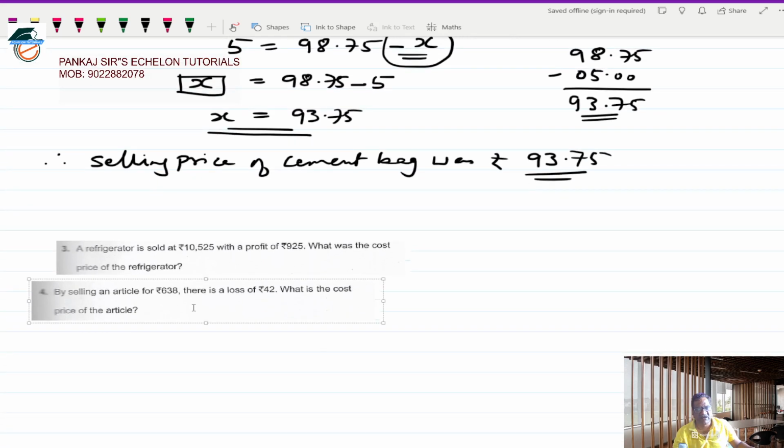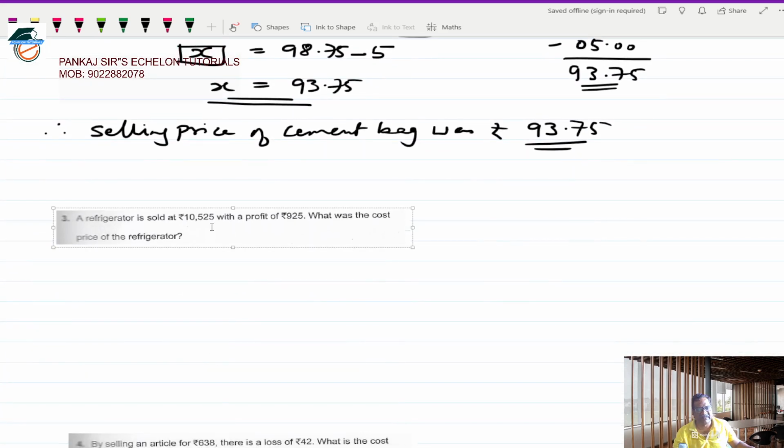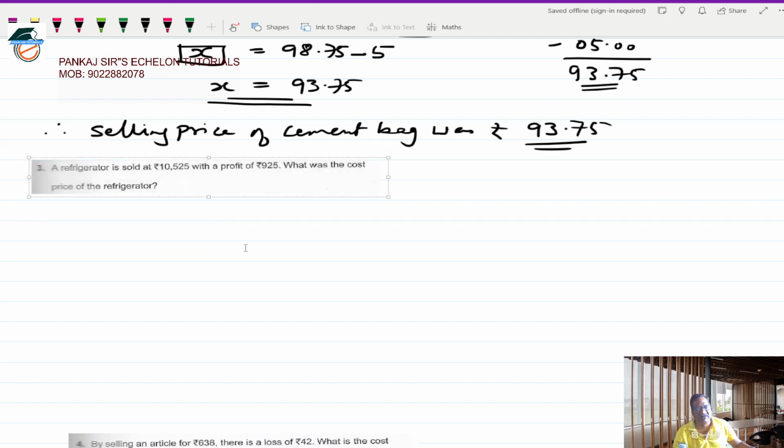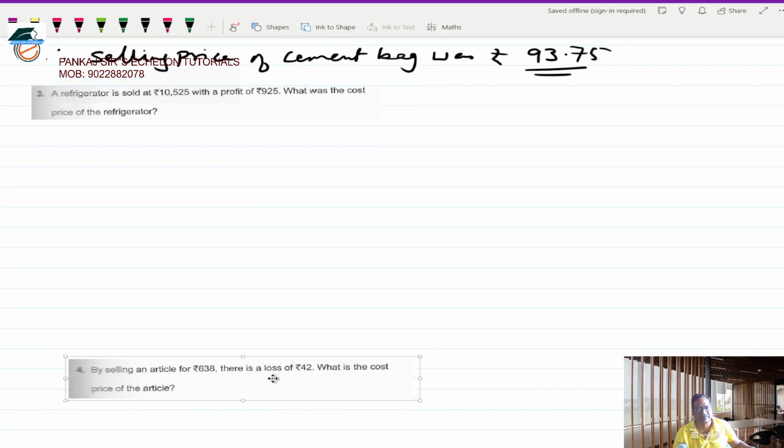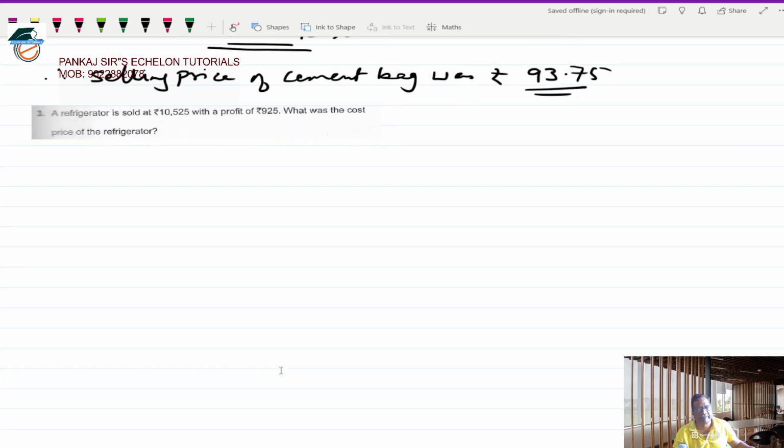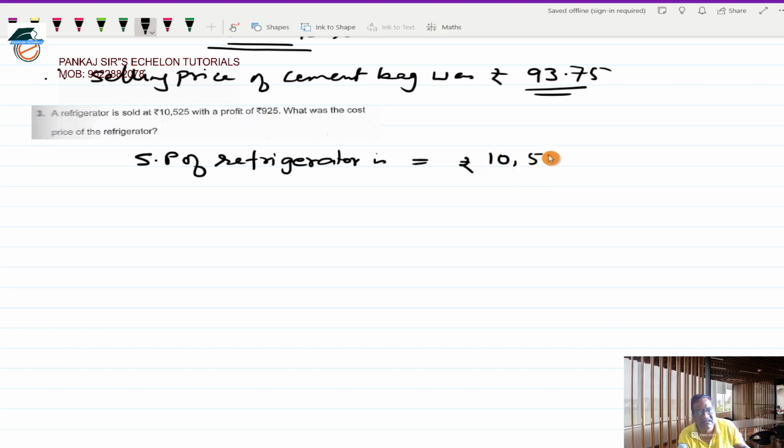Now we'll come to question number 3. Okay. So here we have question number 3 for you. Fine. Now what question number 3 has to say is, a refrigerator is sold at rupees 10,525. So can I write straight away that selling price, it was sold. So selling price of refrigerator is given to you as rupees 10,525, right? With a profit of rupees 925.